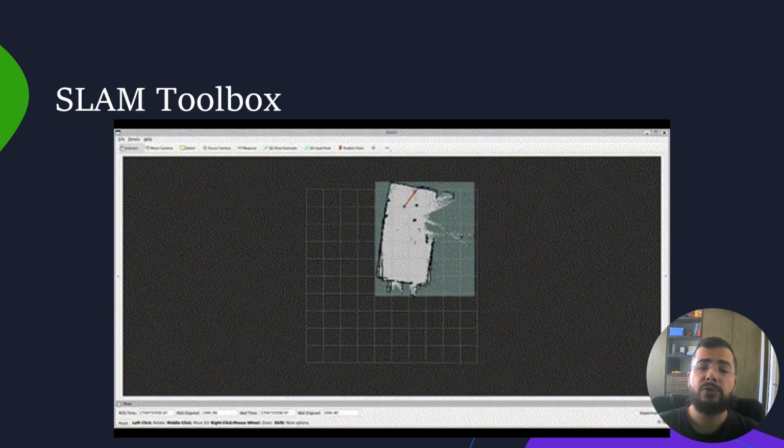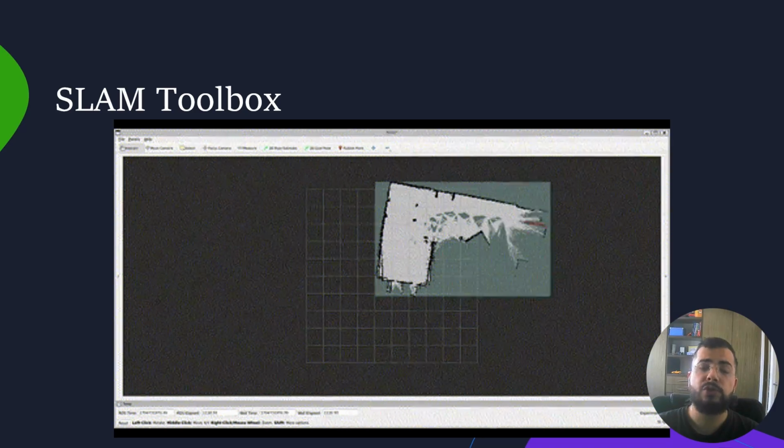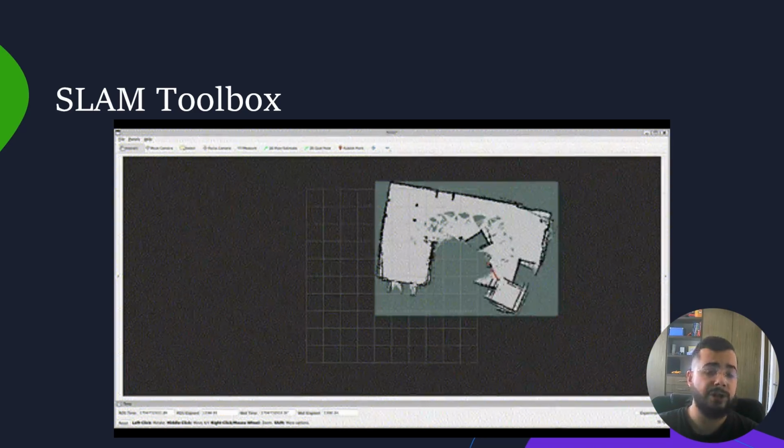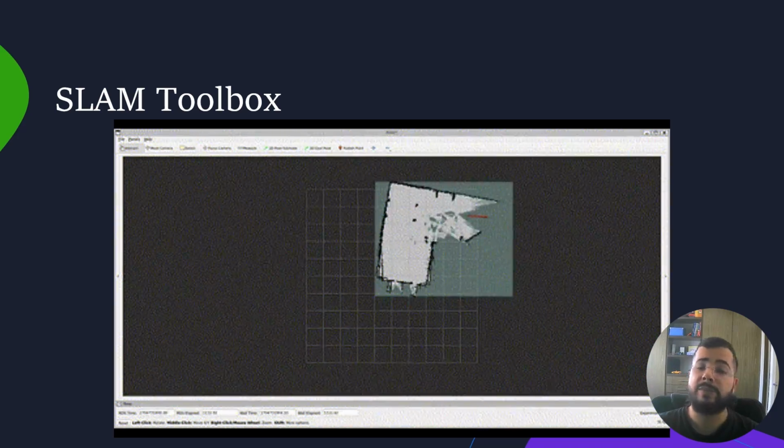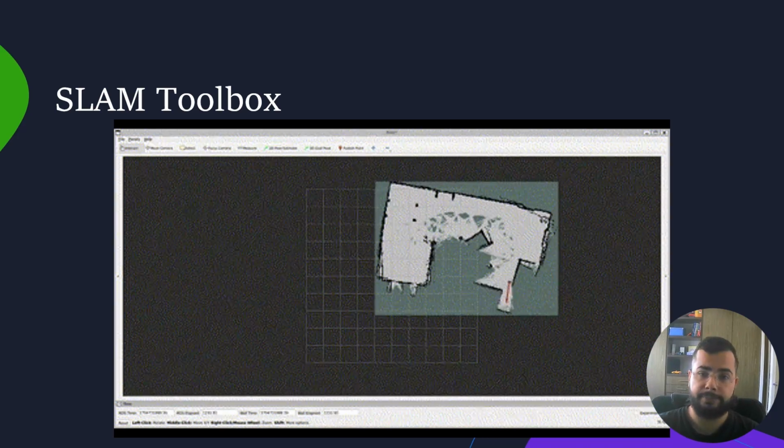For SLAM, I will be using the already created SLAM toolbox, which consumes the topic created before of the odometry and creates a map like the one in the image. The SLAM toolbox can also occasionally correct the estimation of the position by using feature tracking.